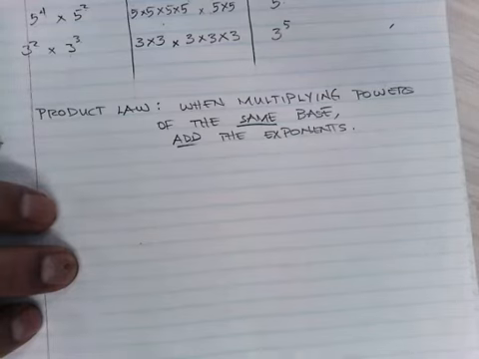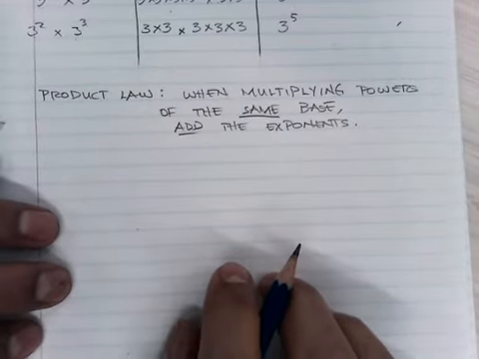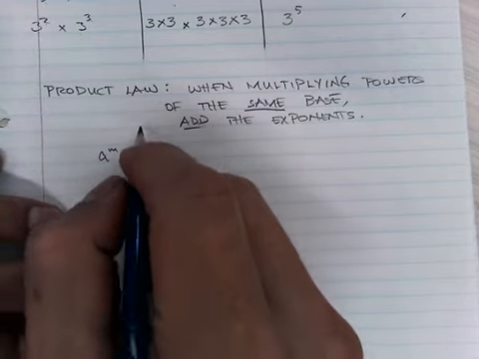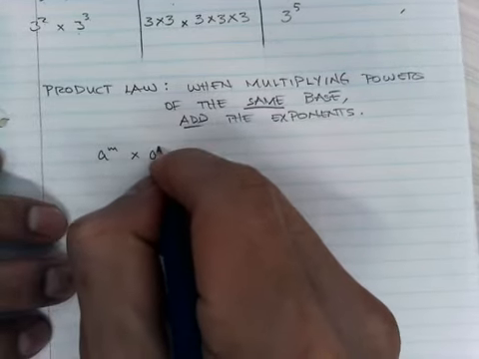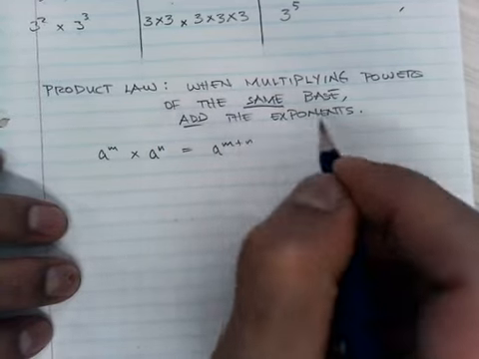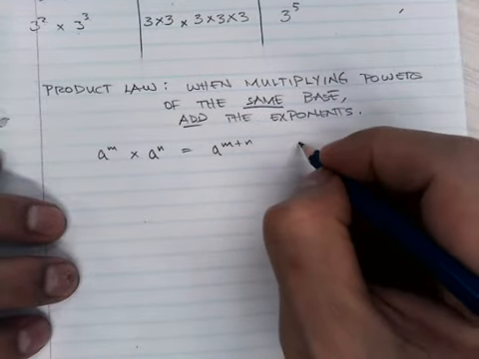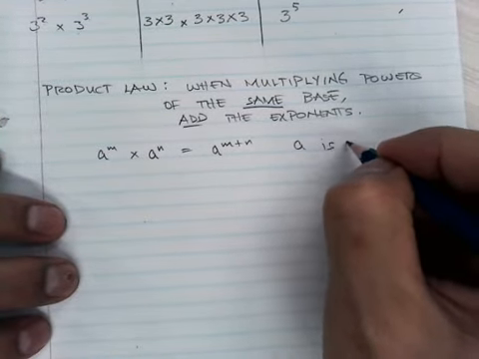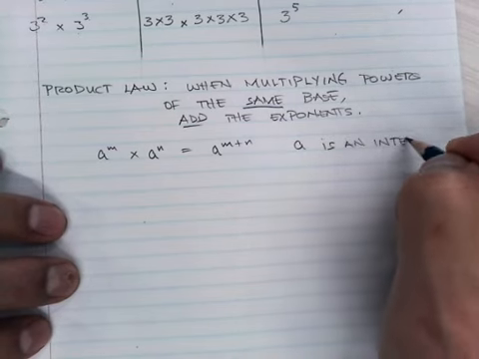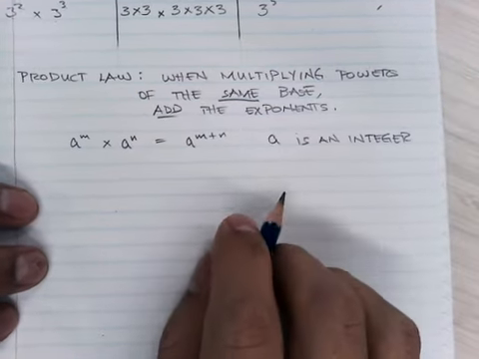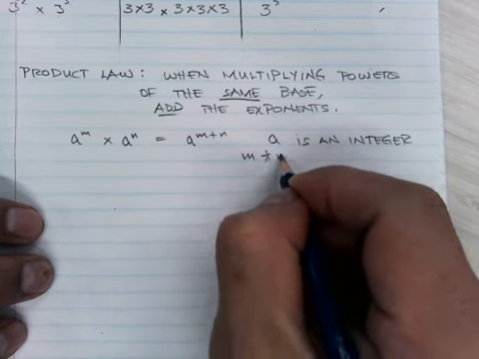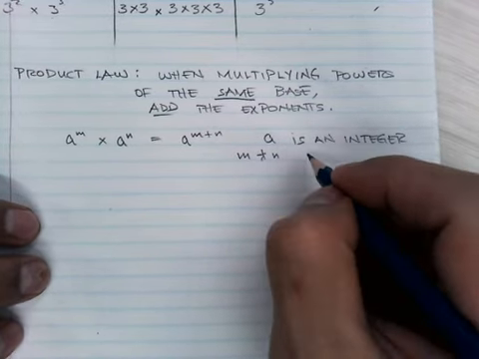That's the product law. It has a general formula, let's say you have a to the m, multiplying it by a to the n. This is equal to a to the m plus n, where a is an integer, and m and n are whole numbers.